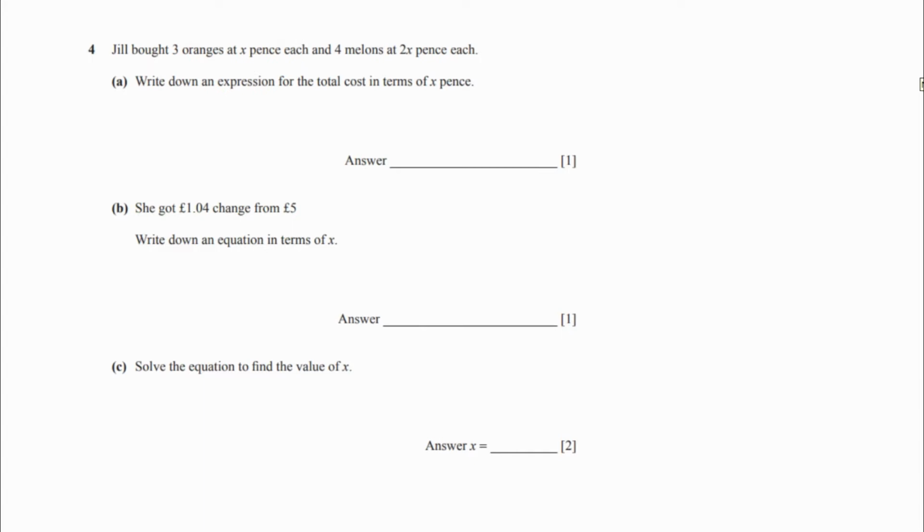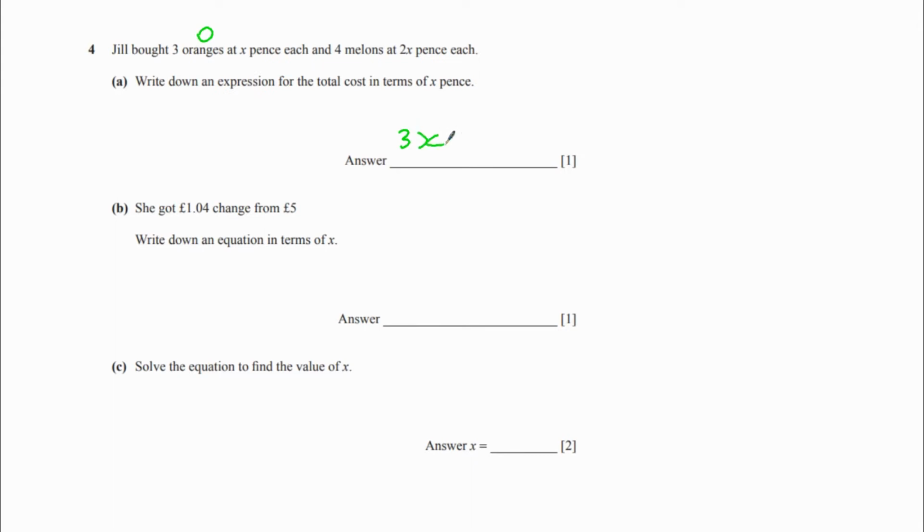Question number 4. Jill bought 3 oranges at x pence each and 4 melons at 2x pence each. Write down an expression for the total cost in terms of x. So if I just show oranges with O, we have 3 of them. So we have 3 oranges at x price, so that would be 3x.